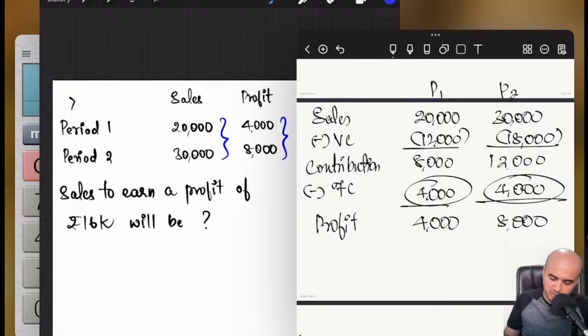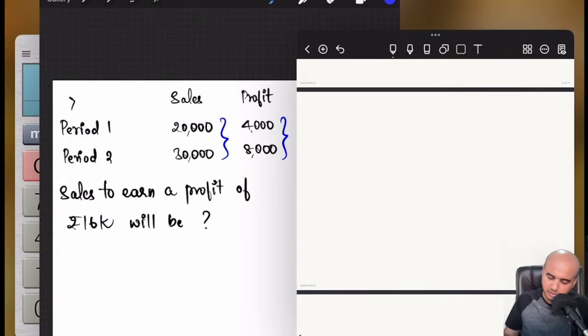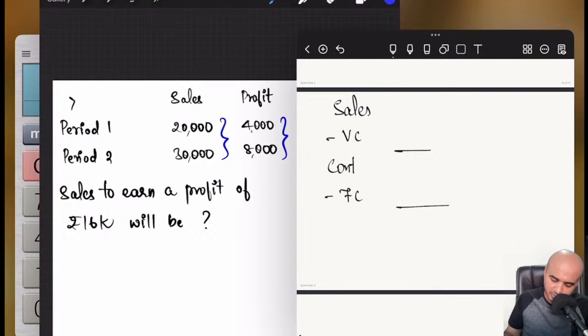So 4,000 and 4,000. So why did we do this? So that we can identify the fixed cost. That is the reason why we had to do this calculation. Now that we have identified the fixed cost, we can easily answer the question. The question being, what is the sales required to earn a profit of 16,000? Let's do that. So I have to just write down the table as it is. Sales minus variable cost will be contribution. That minus fixed cost will be profit.